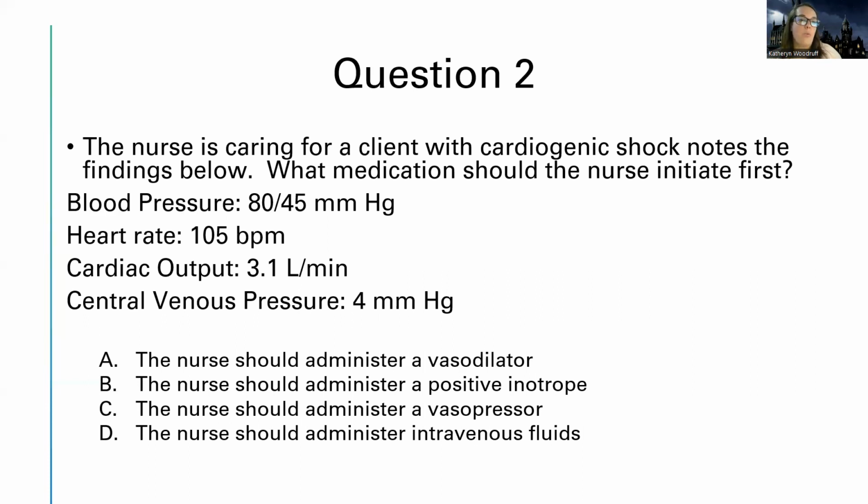The vasodilator, if their blood pressure is already low, that's not going to help and that could actually make things worse. So I'm going to cross that one out too. And so then I have a positive inotrope as my other option. So that's a medication that helps increase my heart squeeze. So then again, if I'm down to B and C, I'm like, oh, which one am I going to do first?